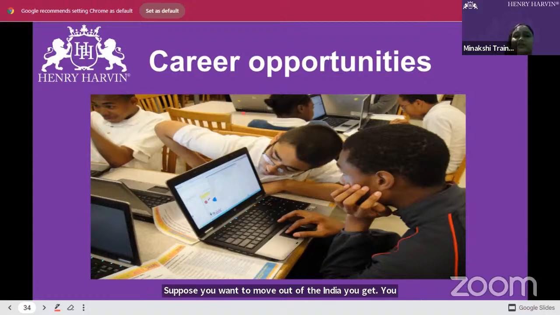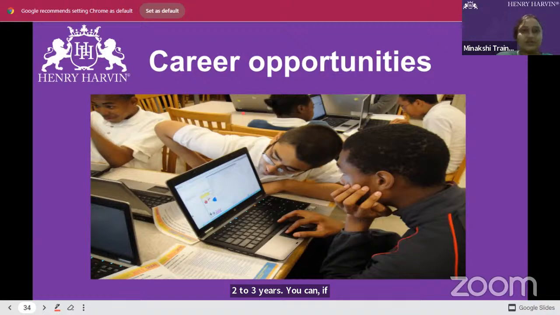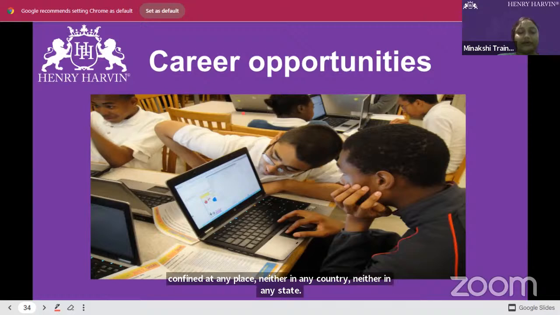Mostly to fresher candidates, I suggest at least 2 to 3 years. If you have the time, if you don't have any restriction at your place, in your community or whatever, you can go abroad, you can travel, you can explore. A lot of things you can explore in this field. And you are not confined to any place, neither in any country, neither in any state. So these are the things.